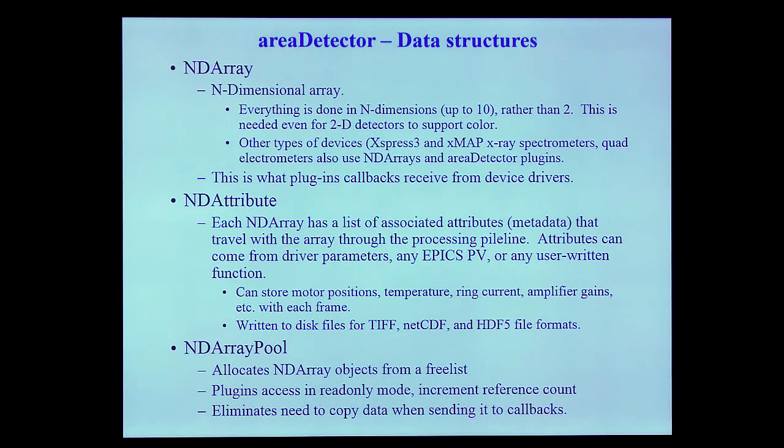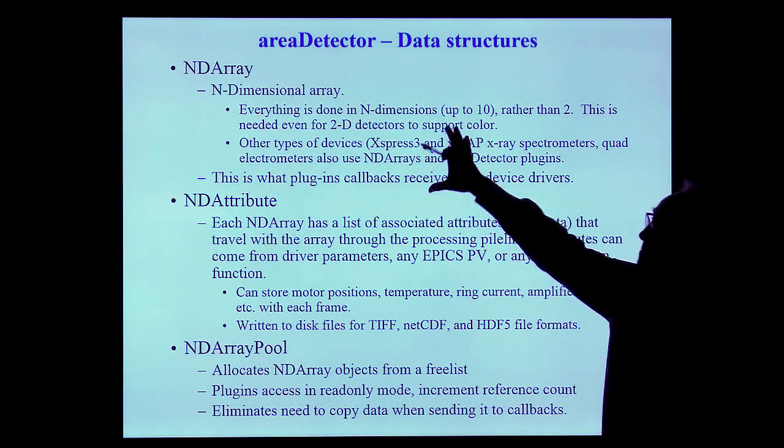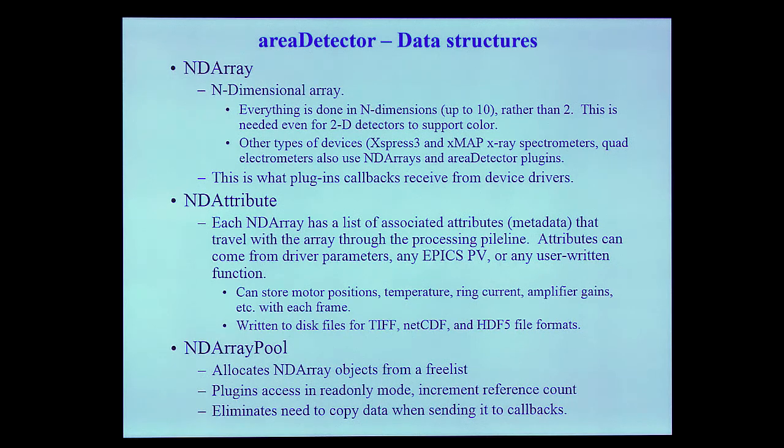I said we were going to avoid software jargon, but there are a few things that it really helps to understand to understand how area detector works. And they're not really very complicated. The first is that the basic data structure is something called an NDArray, which just means an n-dimensional array. Area detector was written so that it wasn't limited to 2 dimensions, although that's what an area detector sounds like. It was written to handle any number of dimensions.